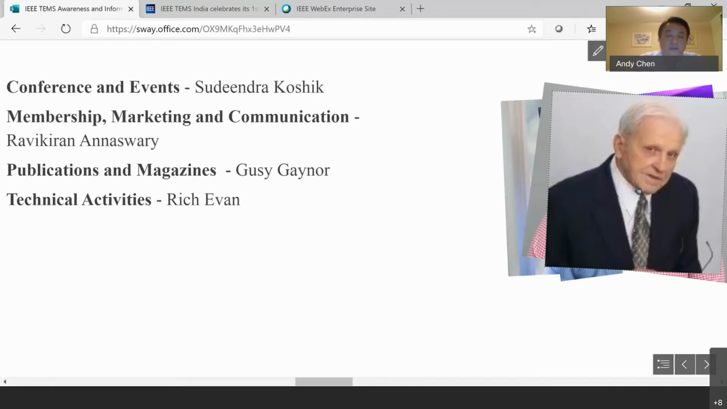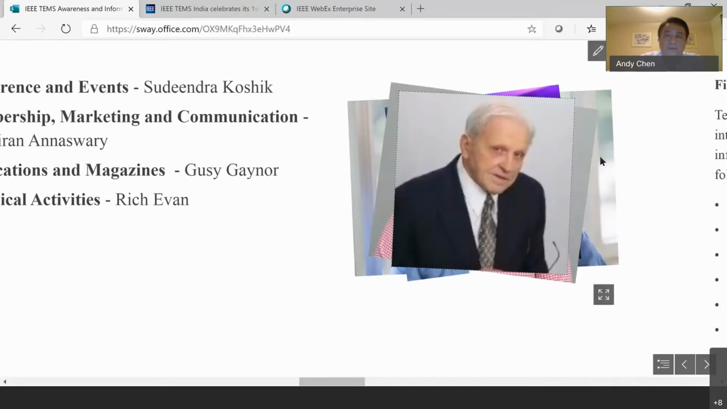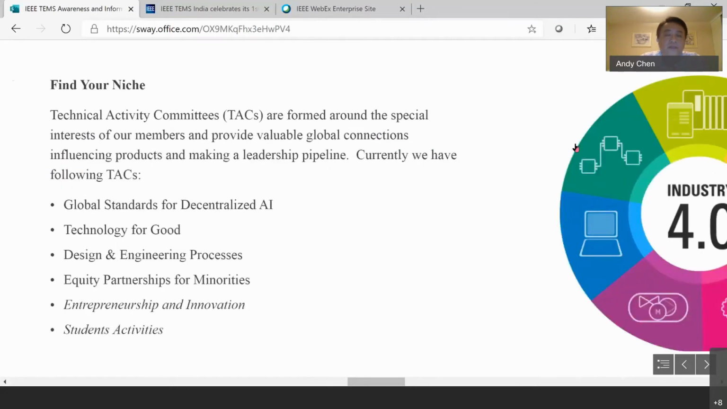Speaking of technical activities, I think that's one of the areas where most of you young professionals and academic students can find your passions and your interests. We bring together people to form special interest groups and technical committees. Right now, we have a global standard for decentralized AI. I'll talk a bit about this because this is something very unique for TEMS, really addressing the needs of the industries. I call it industry 4.0, and I'll talk to that in the next slide.